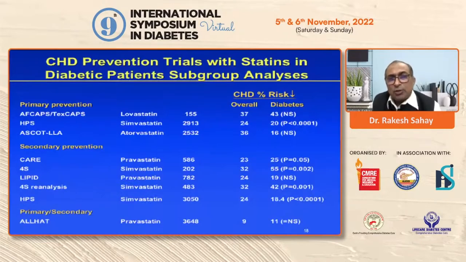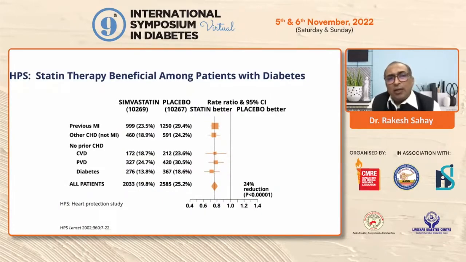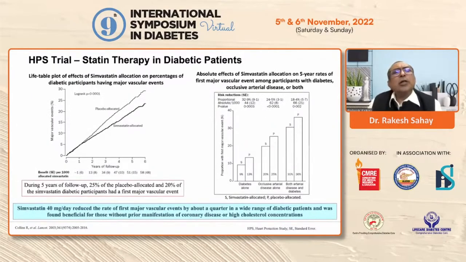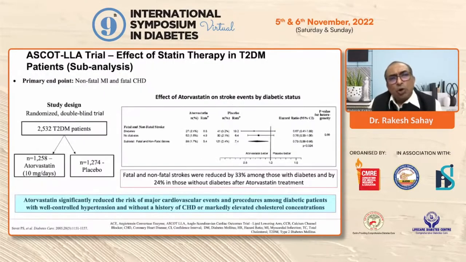And then you have the analysis of the subgroup of patients with diabetes, clearly showing again that the benefits were as good, if not better, in patients with diabetes as compared to the entire population who received these statins. Particularly if you look at the HPS trial with simvastatin, in the analysis amongst the diabetes patients, you see clear benefits in reducing the risk of cardiovascular disease in patients with previous MI, and in those without previous cardiovascular disease also, there was a clear benefit, a 24% reduction in the risk of cardiovascular events with the use of simvastatin. The HPS trial also showed benefits beyond cardiovascular risk reduction, in terms of stroke reduction, and a clear reduction in cardiovascular mortality.